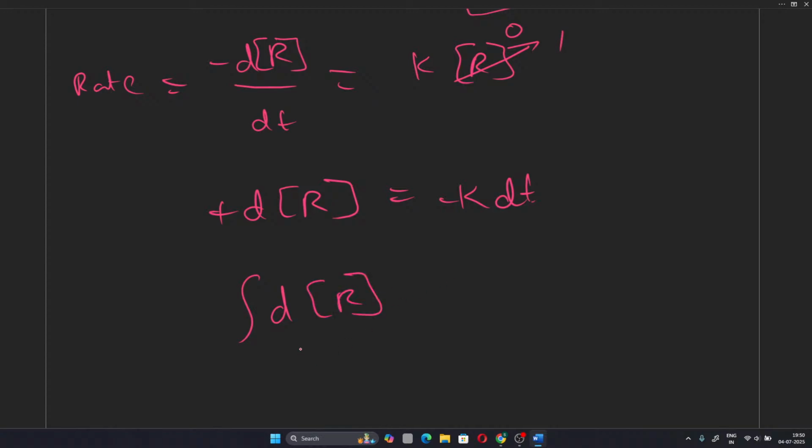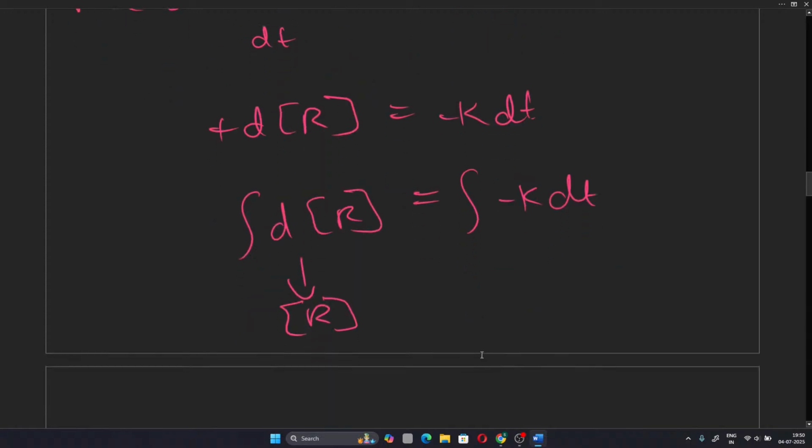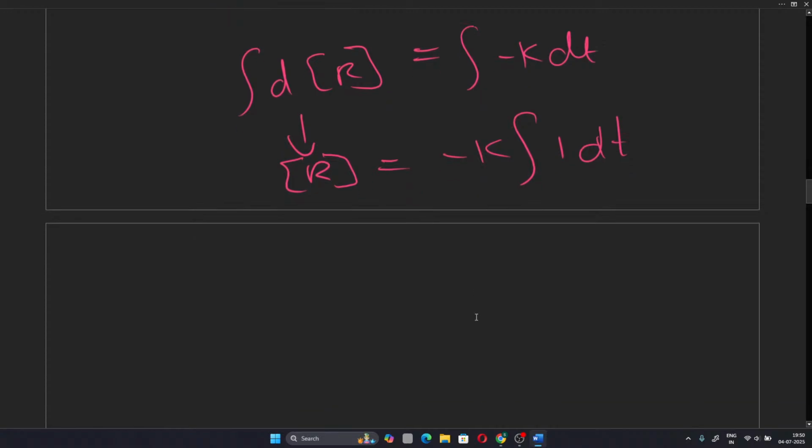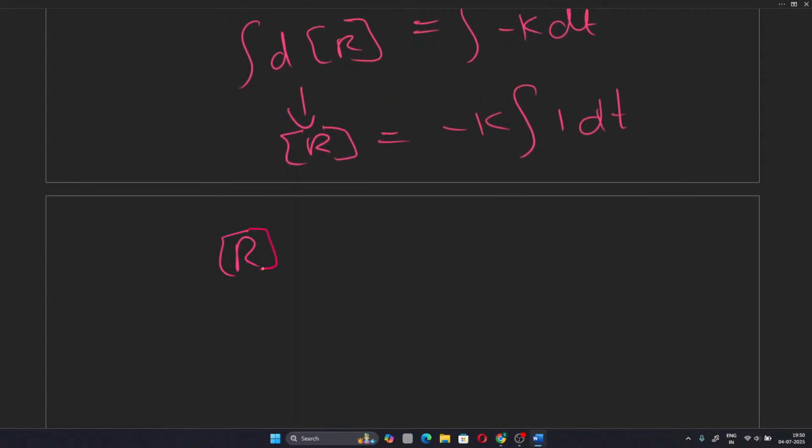The integration of dR is R, the concentration, equals minus k dt. Since k is a constant, the rate constant, it will come out, and the minus will also come out. We are not taking limits here. So minus k times t plus an integration constant I or C. This is the integration of the equation we got.